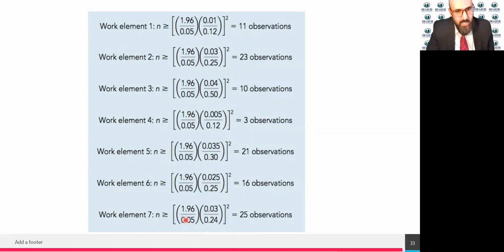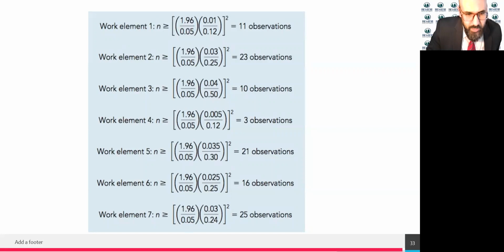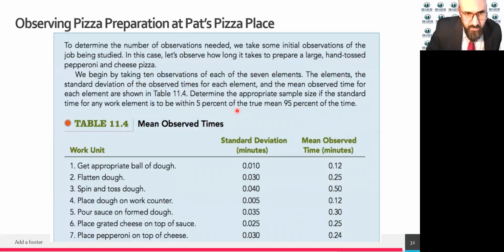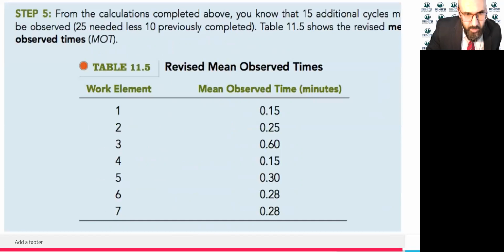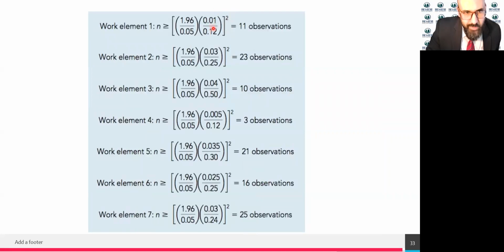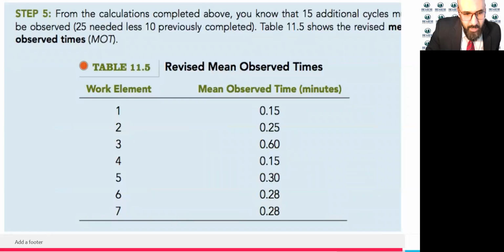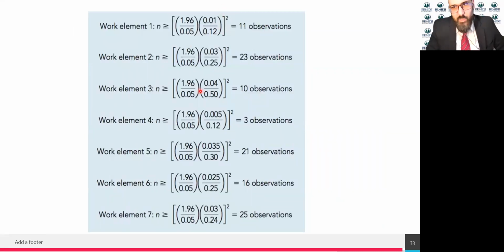So Z divided by A, times the standard deviation for that element, divided by the mean for that process. The standard deviation is right here and the mean observed is right here. Let's take one example and show you how we get these numbers. We have 5 and 95, so first you find the Z value from the table, which is 1.96. That is divided by 5, the error for the process, which is 0.05. Standard deviation for process 1 is 0.01, so that's where you see 0.01 right there. Then divided by the mean observed, which is 12, and that's where the 12 to the power of 2 comes in. This is where you get the number of observations.